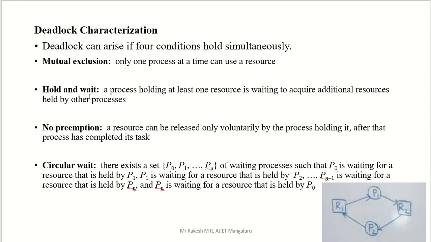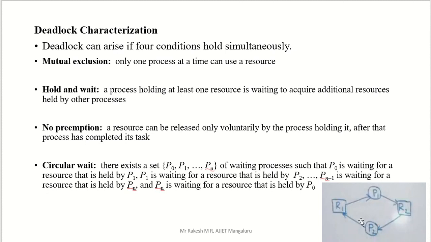Second thing is hold and wait. A process holding at least one resource is waiting to acquire additional resources held by other processes. Consider we have two processes, P1 and P2. One process, P1, is holding one resource and waiting for another resource. Like that, P2 is also holding one resource and waiting for another. That is called hold and wait.